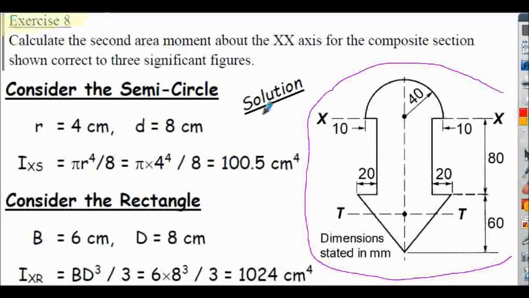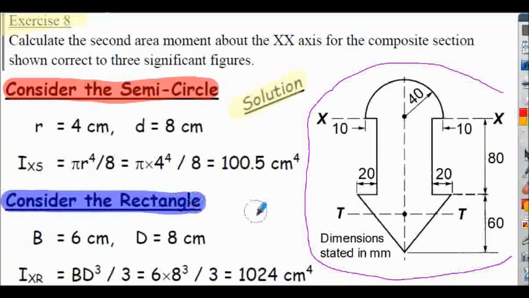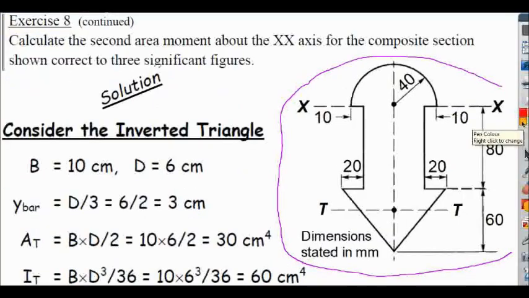So here's exercise 8, commencement of the solution. I'm going to let you review the solution at your own pace. As I said, we're going to consider the semicircular section, the rectangular section, and the inverted triangle section.